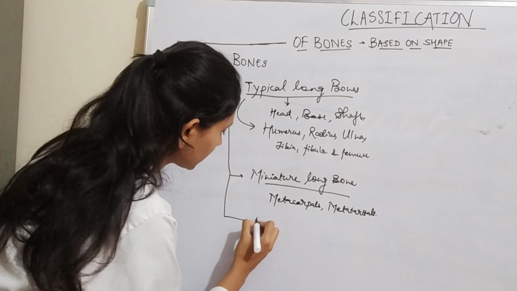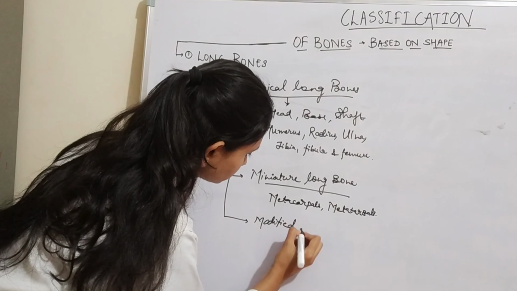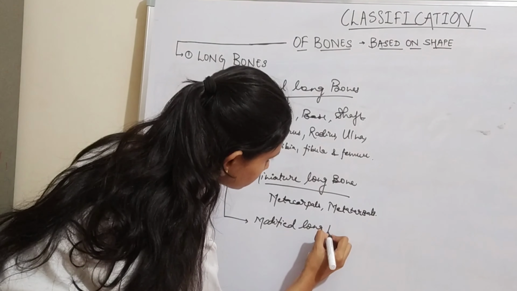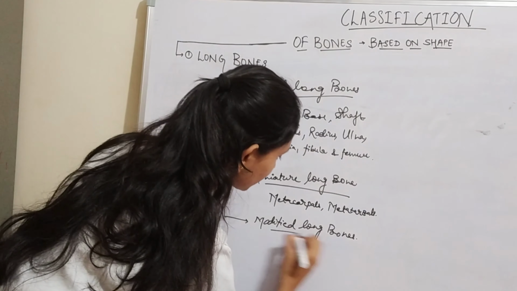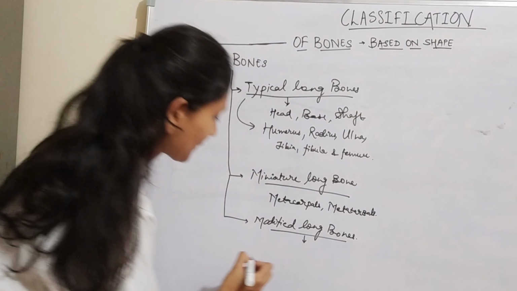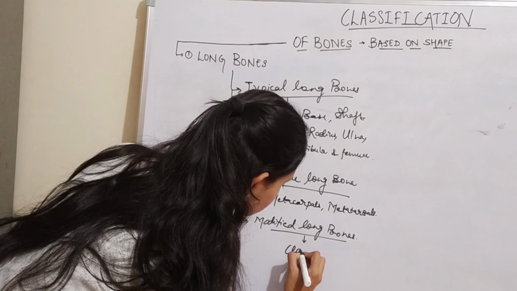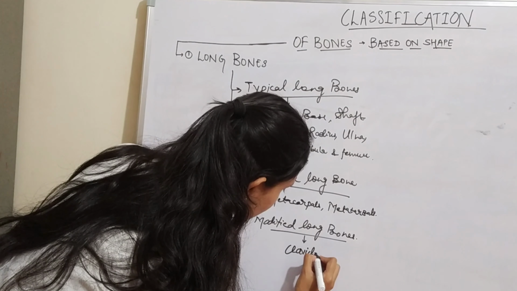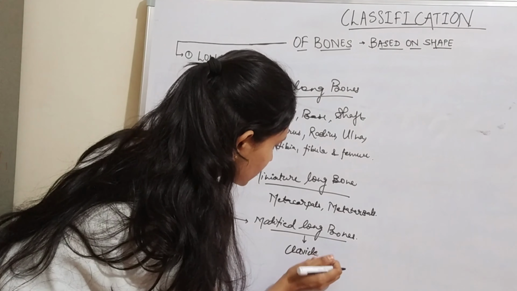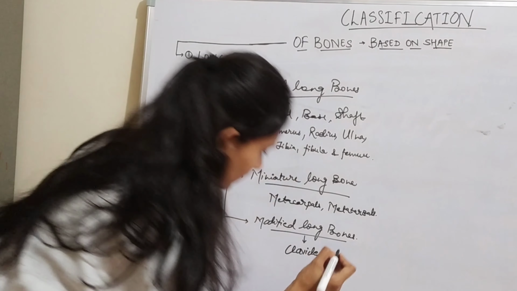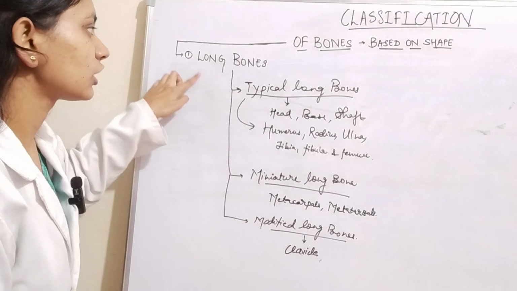Now again we have another type, that is modified long bones. Please inform me if you don't understand my handwriting. I'll try to improve it. So the modified long bone is the clavicle. Clavicle has many exceptions, and we will study it in the lecture where we actually cover the clavicle. It will be a separate video on clavicle. So here we cover our long bones.